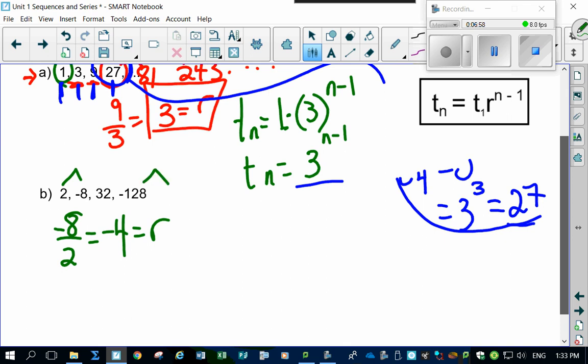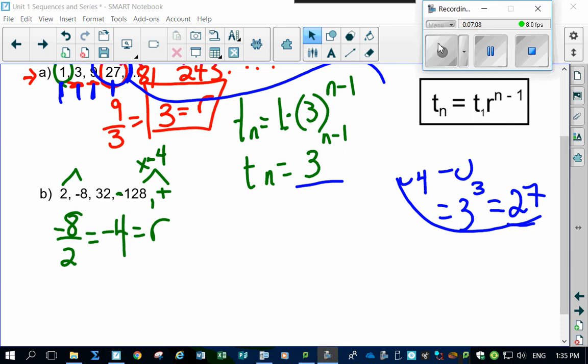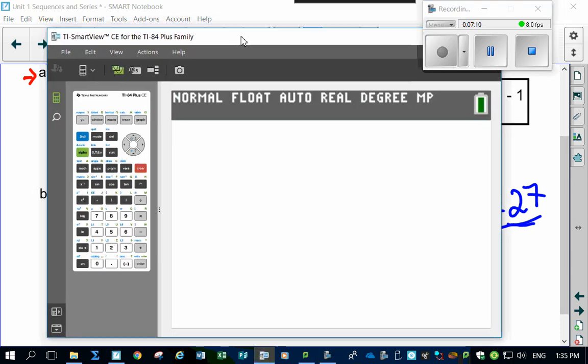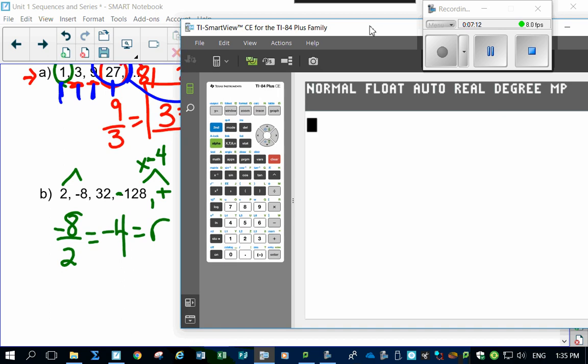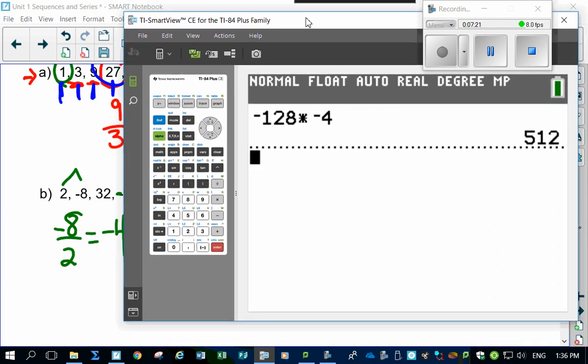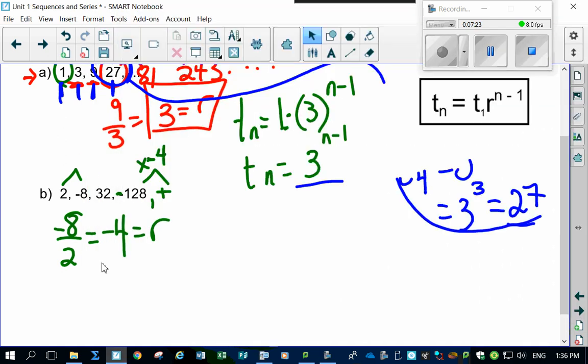Give me a couple more terms. Well, you can multiply this by -4, which, you know, a negative times a negative in this case is actually going to be a positive. But you know what? Just to be safe, let's boot up our calculator. So bringing up our calculator here. Here we go. Okay. So I want -128 times our common ratio, which happens to be -4. So obviously this is going to give you a positive number. That's going to give you a positive 512. So there's our next term, which is a positive 512.